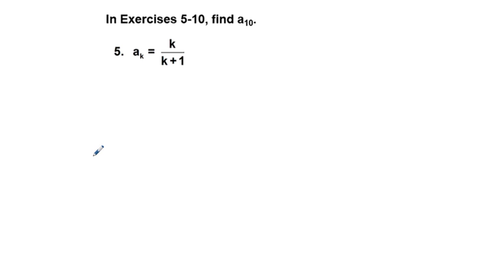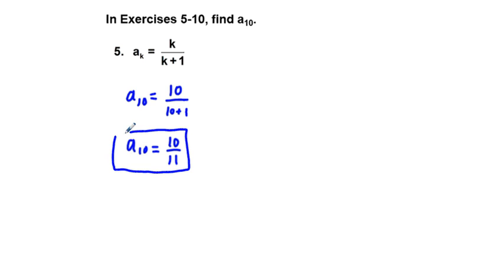Now on to number 5. In exercises 5 through 10, find a sub 10. Basically, you have a sub k equals k over k plus 1. So we can say a sub 10 is equal to 10 over 10 plus 1. So a sub 10 equals the fraction 10/11. There we have our answer.